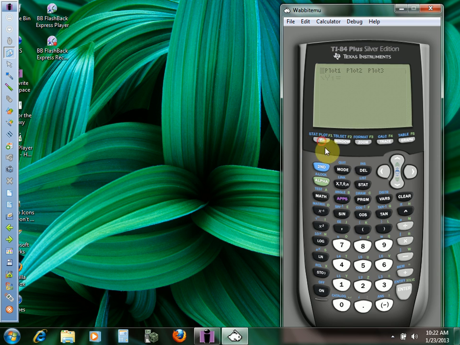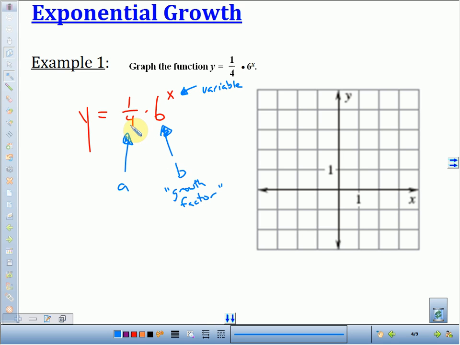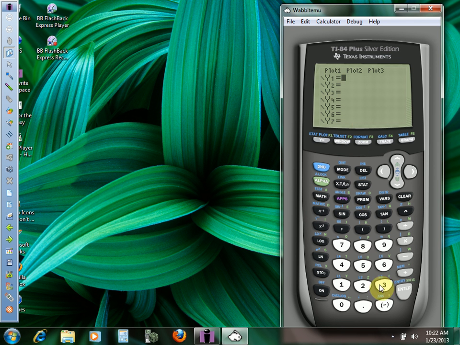We're going to go to y equals, and we're going to type in our function. Now our function is 1/4 times 6 to the x. So on our calculator we do 1/4 in parentheses. Fractions should always be in parentheses.